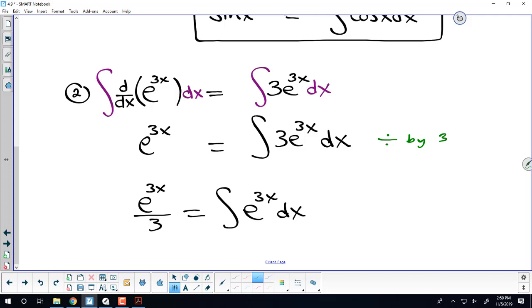Is that weird? Yeah, a little bit. But now we know the antiderivative of e to the 3x is e to the 3x over 3, whereas the derivative of e to the 3x was e to the 3x times 3. So we can look at it that way too. If the derivative involves multiplication by this thing's derivative, the chain rule, then the antiderivative will involve division because they're reverse processes of each other.